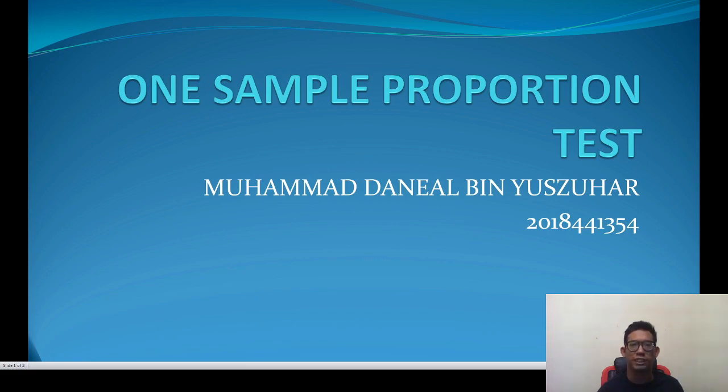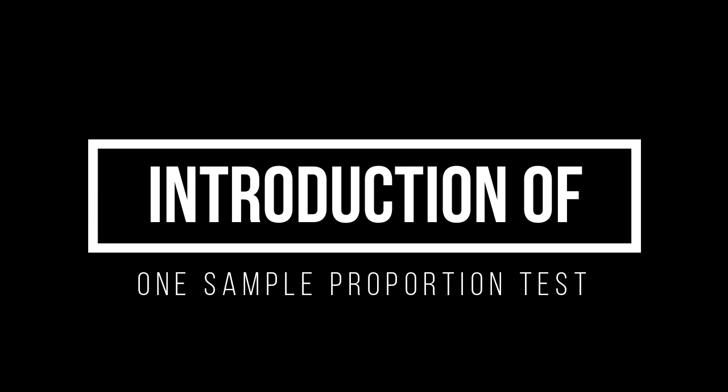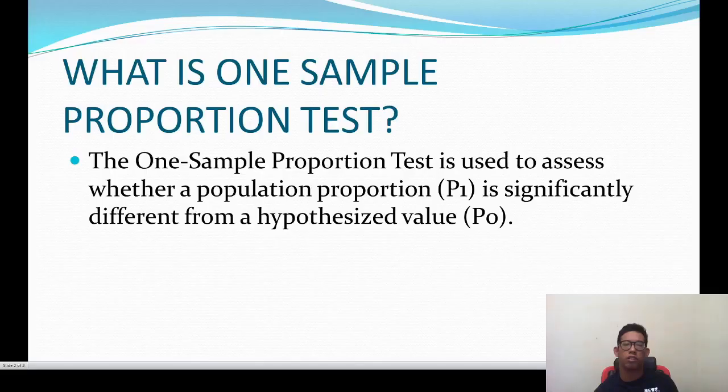One sample proportion test. So basically, what is one sample proportion test? The one sample proportion test is used to assess whether a population proportion is significantly different from a hypothesized value. This means that whether the taken sample is correct to display the situation of the whole population.